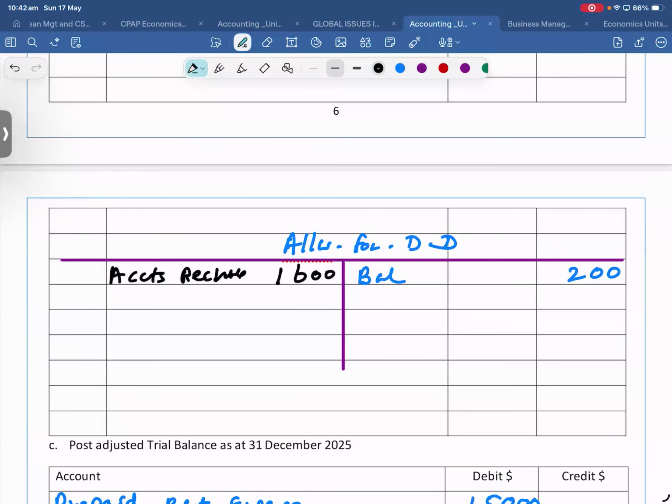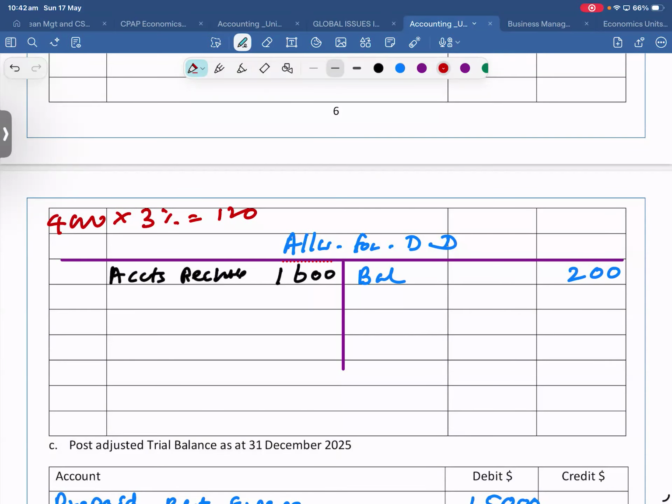Then calculate 3% on the accounts receivable. Accounts receivable was, as I remember, 4,000. From 4,000, calculate 3%, which is 120. What do we do with this 120 now? What do you mean by 120? What is this 120? The safety.